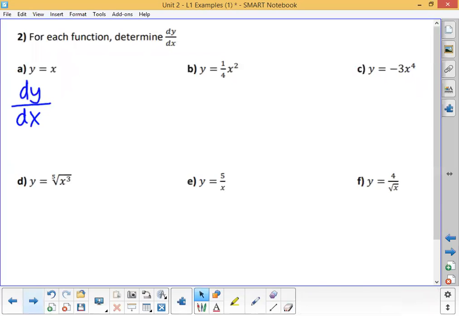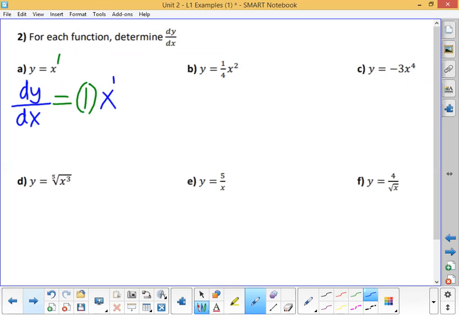Now, the power rule states that I have to take my power and bring that in as a coefficient. So it becomes kind of the number part of our term. And I have to take my original variable with the original power, and I have to subtract 1 from that. So that turns into 1 times x to the power of 0. Well, we know anything to the power of 0 is equal to 1. So 1 times 1 is equal to 1.